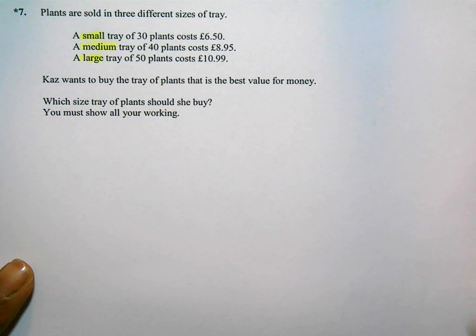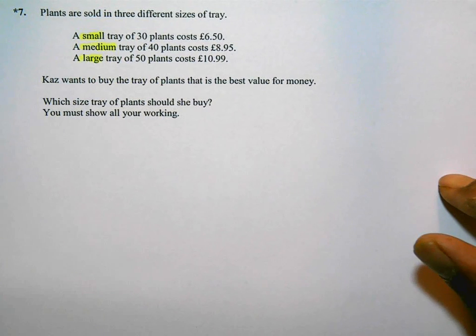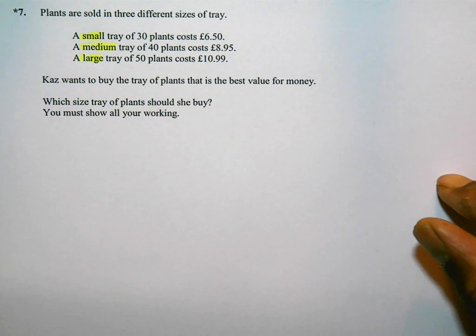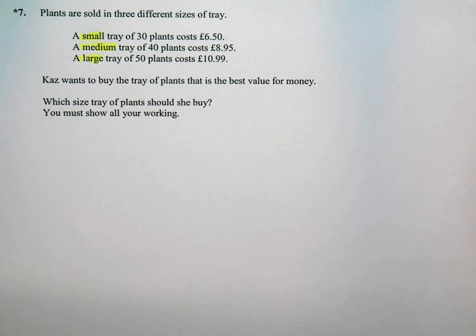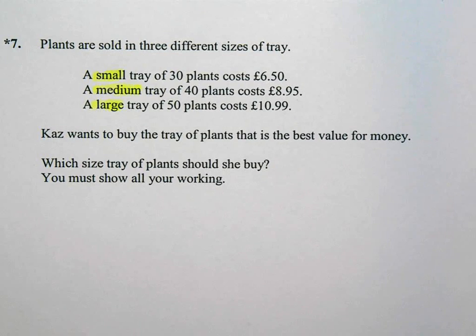Now, this question says, Kaz wants to buy a tray of plants that is best value for money. Which size should she buy? Now, I'm going to zoom in a bit so you can actually see this. Okay, so we've got the information, the 3 different sizes of trays, how many plants we have and how much they each cost. And the question says, which size tray of plants should she buy? You must show all your workings.